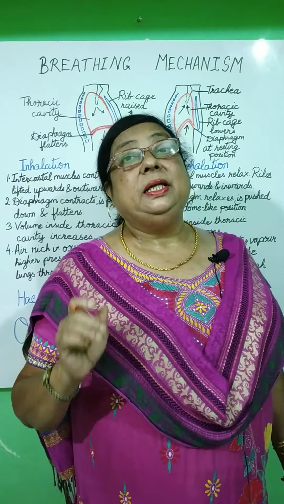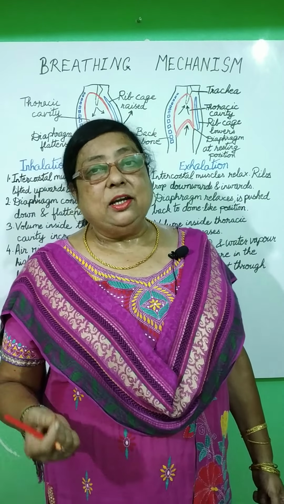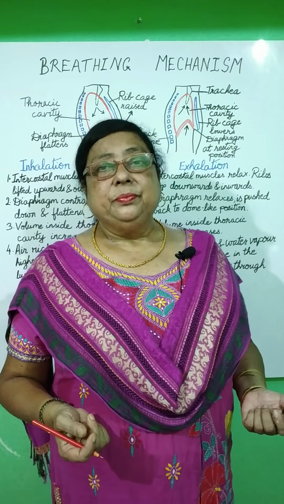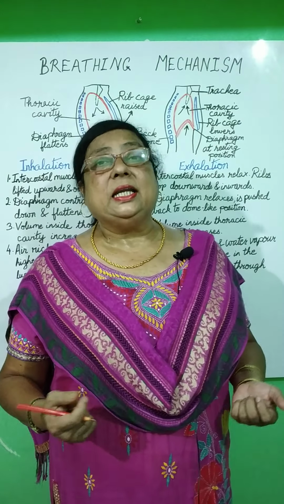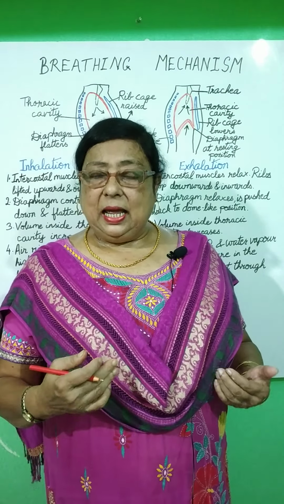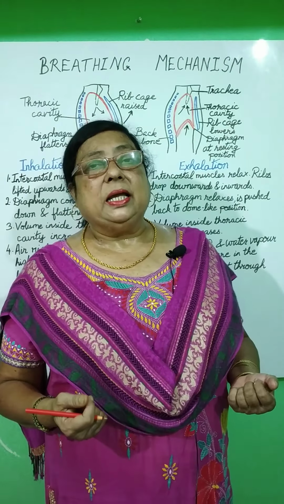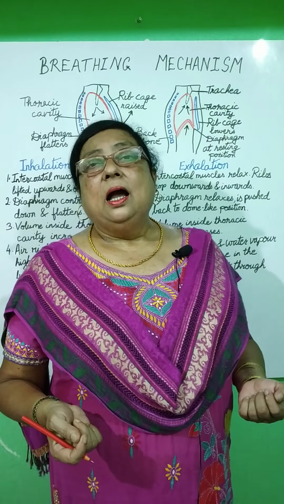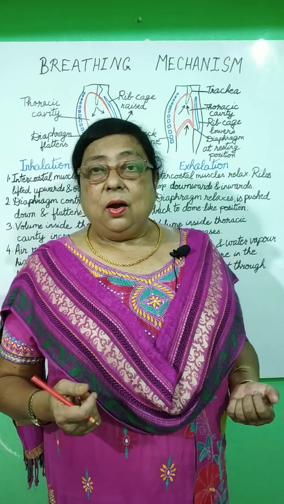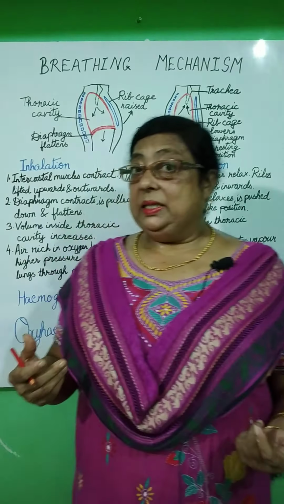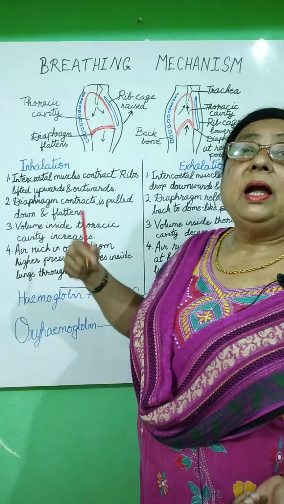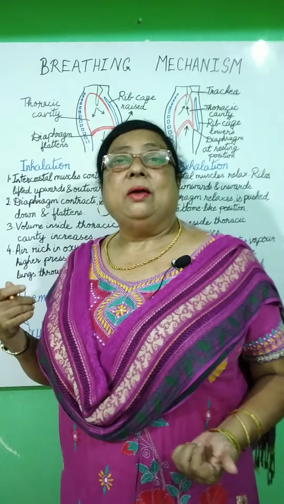Now we come to the breathing mechanism, which is carried on in our bodies 24 hours. Normally at rest, an adult person breathes 16 to 18 times per minute, that is, breathing in and breathing out. Now what is the breathing mechanism? How are we taking in air and giving out? That mechanism I will tell you now.